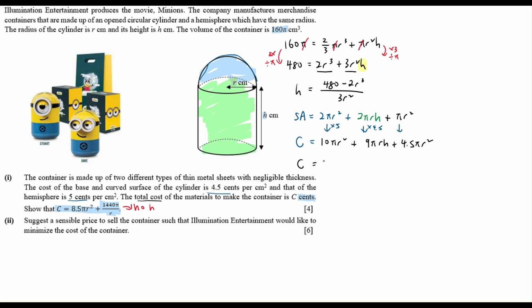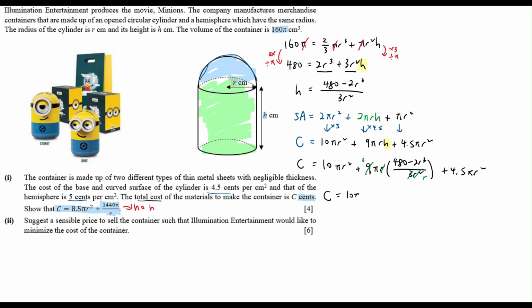So now, because I want to get rid of h, I'll be replacing this h with the subject that I just proved in my C equation. So 9 pi r h becomes 9 pi r times (480 minus 2r cubed) divided by 3r squared, plus 4.5 pi r squared as per normal. So simplify it carefully. 9 divided by 3, I'll put 3 here. R divided by r squared, I notice that there is a denominator r there. So I'll be simplifying the cost equation.